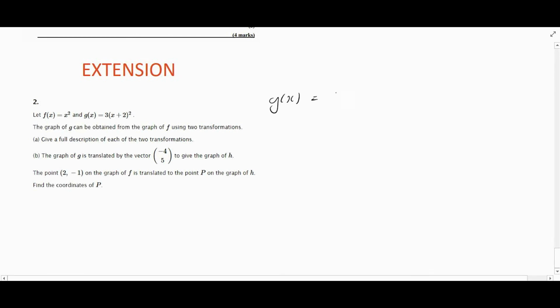You think of it as g of x is equal to 3 f of, in this case, x plus 2. So what that would mean is 3 times x plus 2 squared. f of x basically means take whatever's in the brackets, in this case x, and then square it. In this case, you'd be taking x plus 2, squaring it, and multiplying it by 3. So the first transformation, inside the bracket, we've already covered in the previous questions. Basically, it is just a translation.